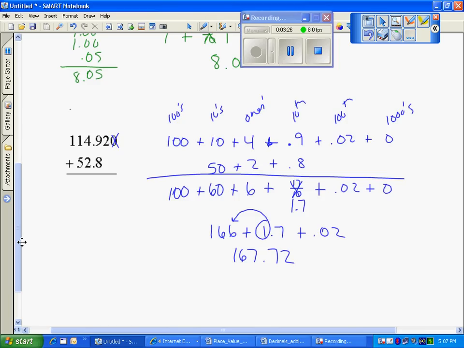Using partial sums, adding my hundreds, I have 1. Adding my tens, I have 6. So I'm actually going to write this as 160. Adding my ones, I have 6. Adding my tenths, I have 17, which is a whole, and 7/10 more. Adding my hundreds, 167, 7/10, and 2 100ths.